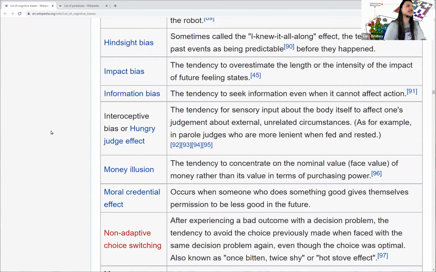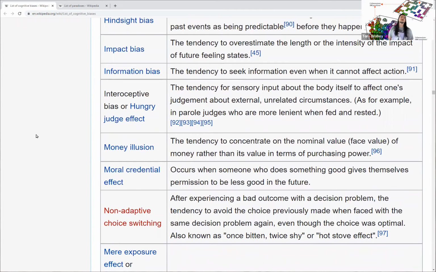We can't know. Information bias, the tendency to seek information even when it cannot affect action. Yeah, I don't want to answer your question until I know what you're going to do with the information. Okay, like that's information bias right there. You hold the information hostage. Or that's the reverse end of that. That's the information restriction. The information bias is where you want all the information, even if it's not relevant, and has been proven to be not relevant.